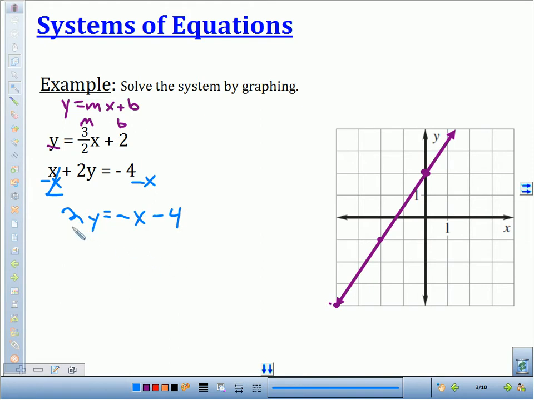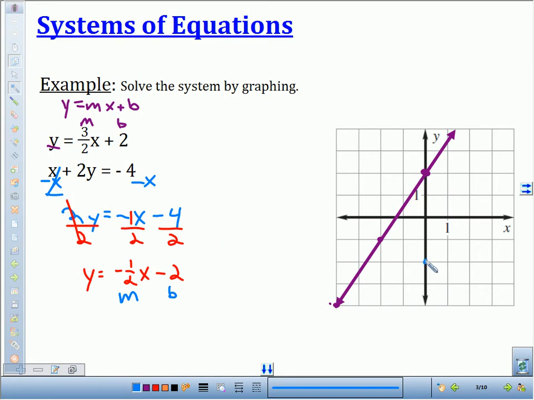I'm still trying to get y by itself, so I will divide both sides by 2. And when I divide by 2, I have to divide everything by 2. On the left, it will cancel out, and I'll have y. On the right, I will have negative 1/2 x, because negative 1 divided by 2 is negative 1/2, minus 2. That means that my m is negative 1/2, and my b is negative 2, I'm sorry. So I'm going to plot some points and draw my line.